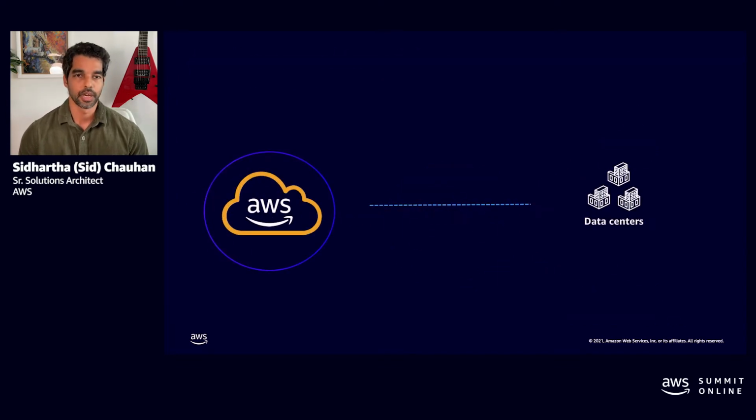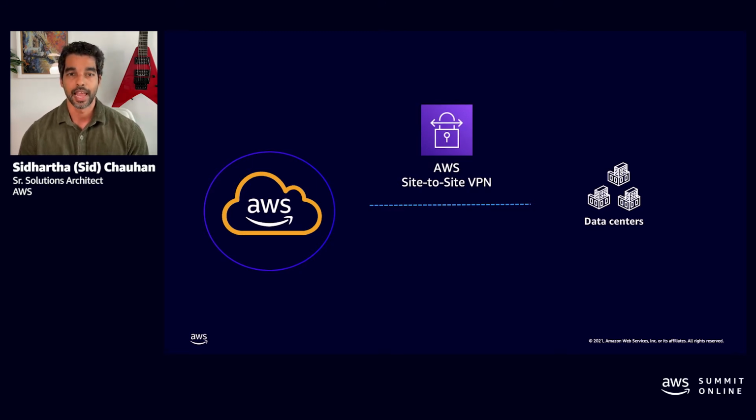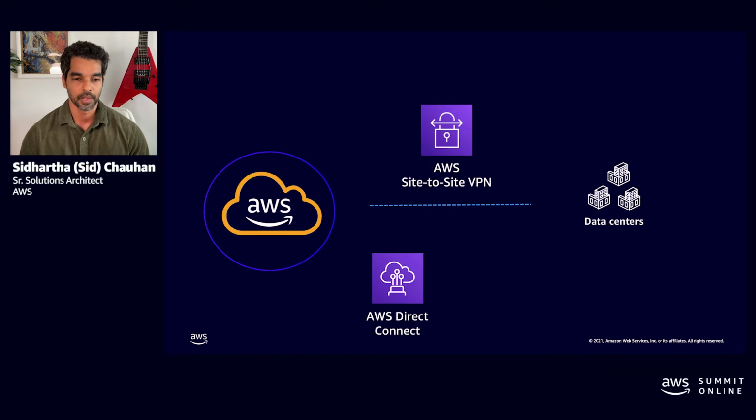Let's start by talking about on-prem connectivity to your data centers. Broadly speaking, there are two options. There is AWS Site-to-Site VPN, which lets you create an encrypted end-to-end tunnel between your data centers and AWS over the internet. We also have AWS Direct Connect, which lets you create dedicated fiber connectivity from your data centers to AWS. Let's focus on this option first.